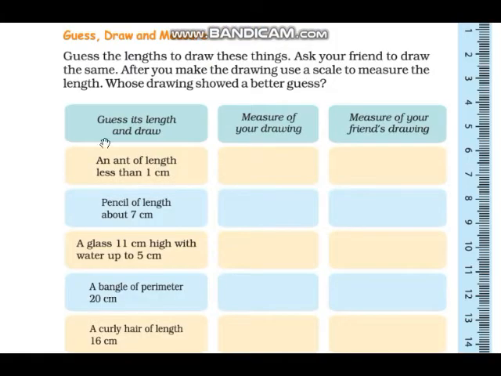Now the next topic is guess the length and draw these things. These things means this: ant, pencil, glass, bangle and curly hair. So first guess the length and then draw these things. Then ask your friend to draw the same thing which you have drawn.